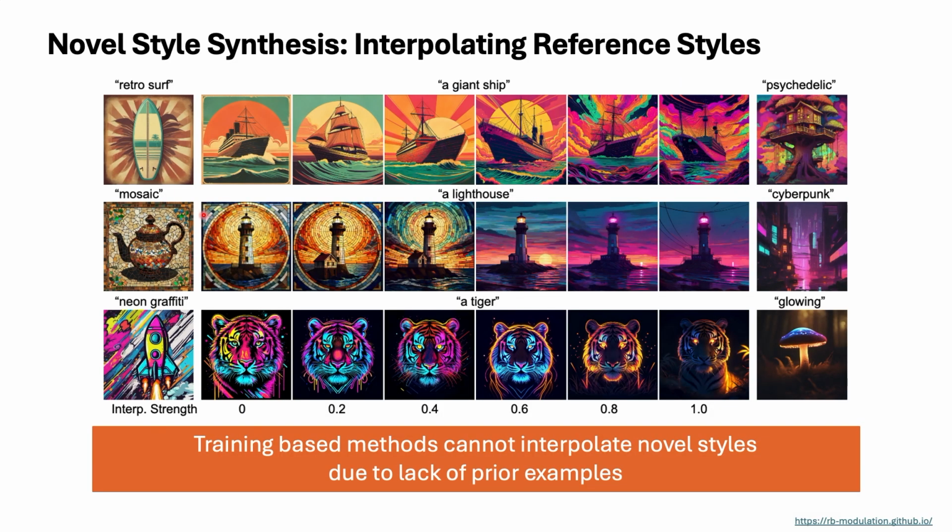The other example of these kinds of things is style interpolation. So you give this particular graffiti style image and this glowing mushroom style, and say you want to generate a tiger that interpolates between these two.